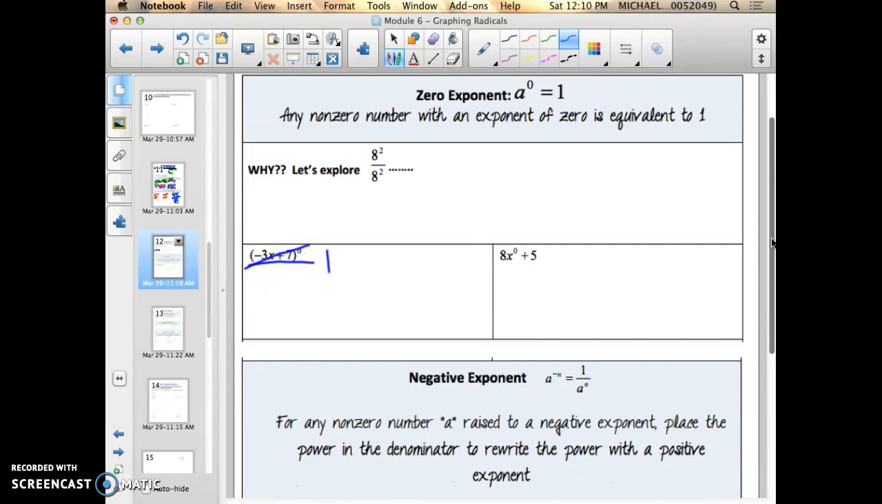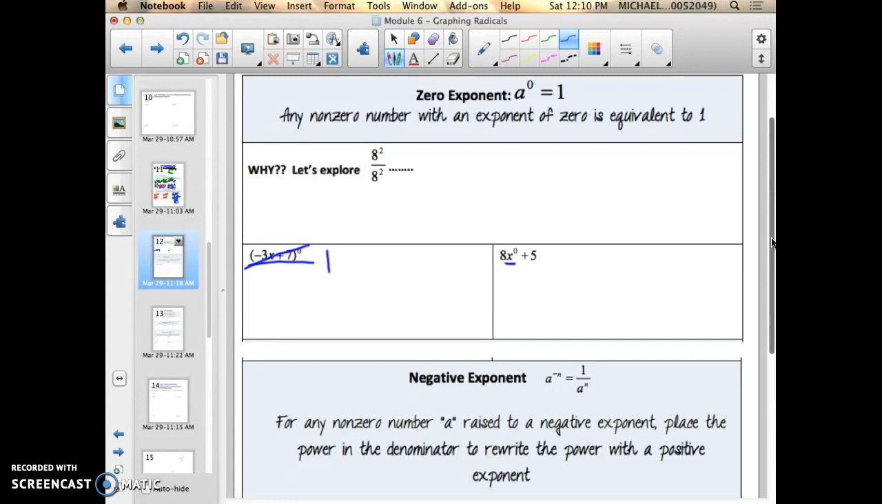So go ahead and see if you can do this next one on your own, alright? Keep in mind, the 8 is not raised to the power of 0, only the x is raised to the power of 0. So I wouldn't cross out the 8, I would only cross out the x. So pause the video, try to see if you can get to the answer.